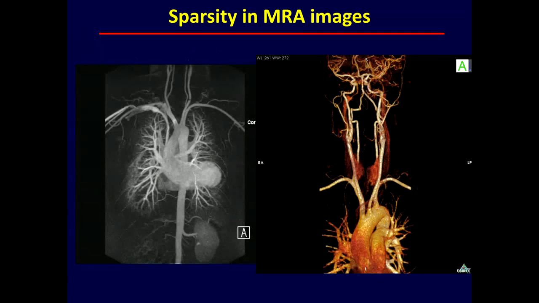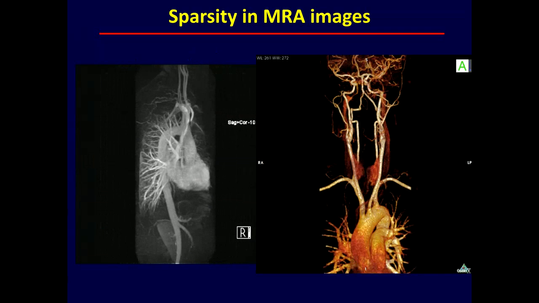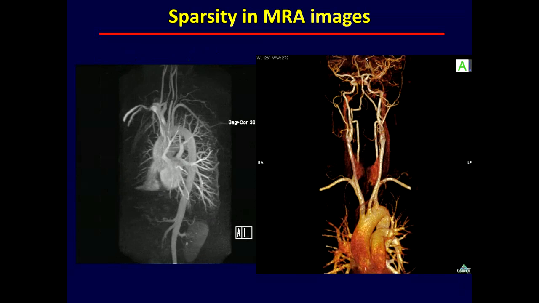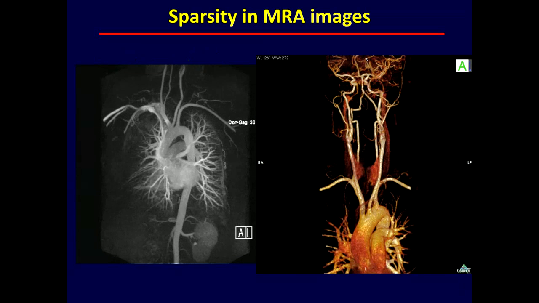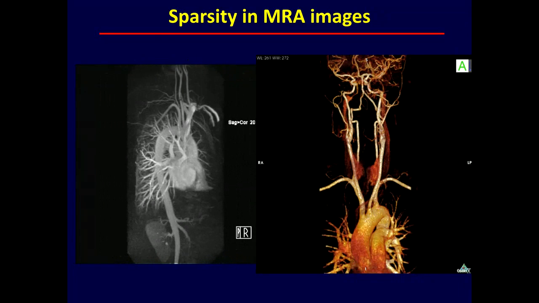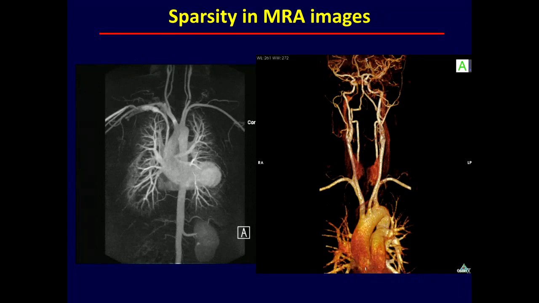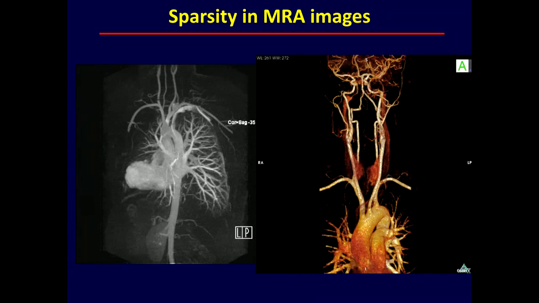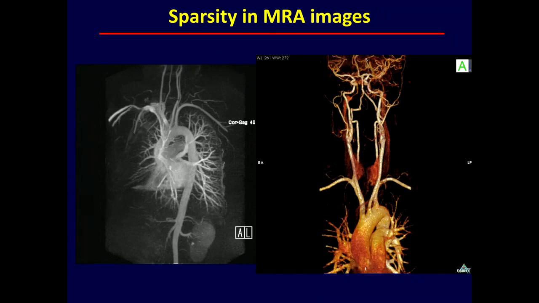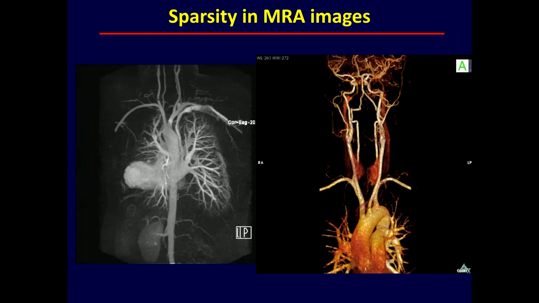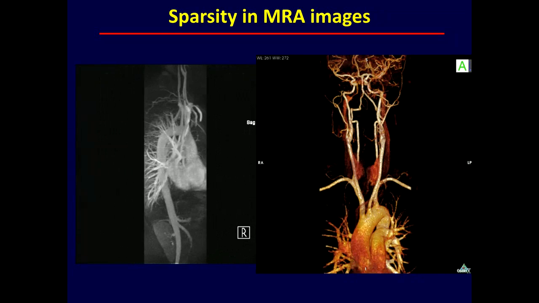I just showed a couple of examples. Yeah, this is an MRA example, angiography. This is somebody's heart, and you can see the big vessels, the aorta, and all the pulmonary vessels. This is a projection MIP image, okay? But you can see it's very, very sparse. The number of voxels in a vessel is very small compared to the entire volume.